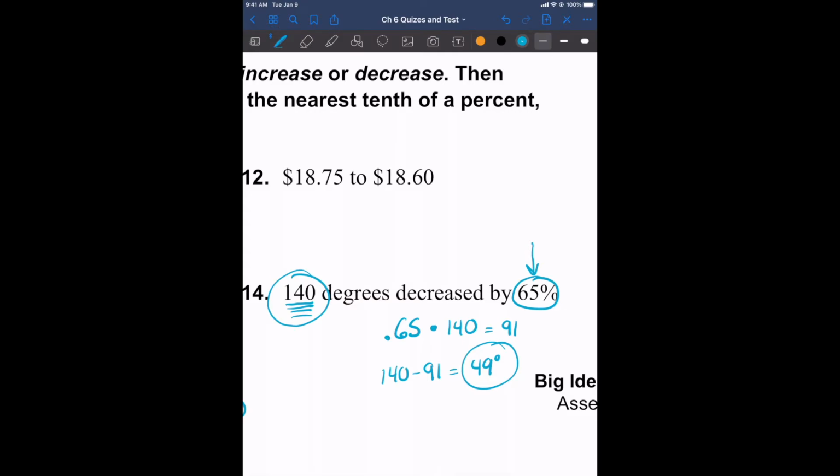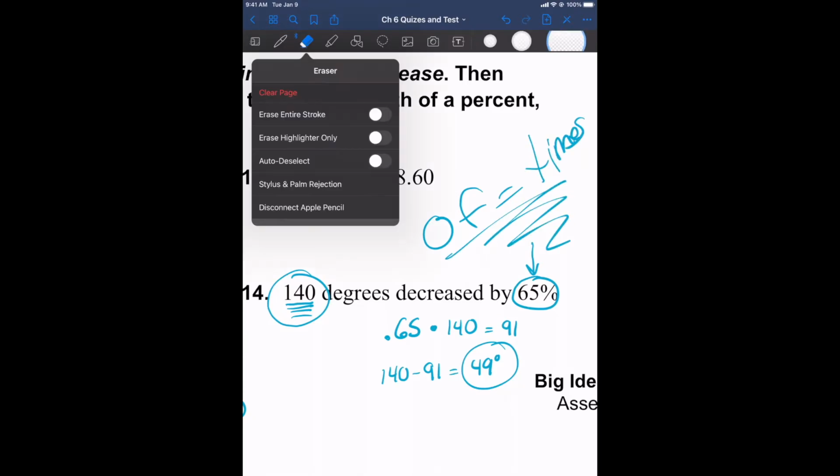Okay? Now remember, how I solved that was I said 65% of 140. Of means times. You're going to remember that forever, okay? All right, we're going to go to the next page.